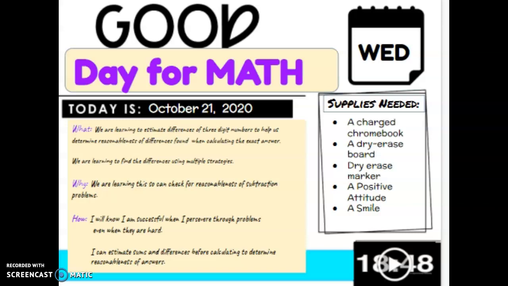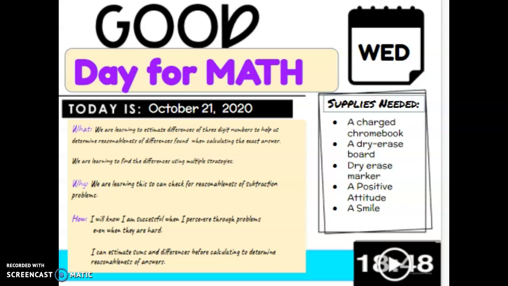subtraction problems. Now, I remember at the beginning of the year, I asked everybody what their favorite math was and what their least favorite part of math was. And the majority of you said subtraction, that you didn't like subtraction, you didn't want to think about having to regroup. I remember hearing those words.